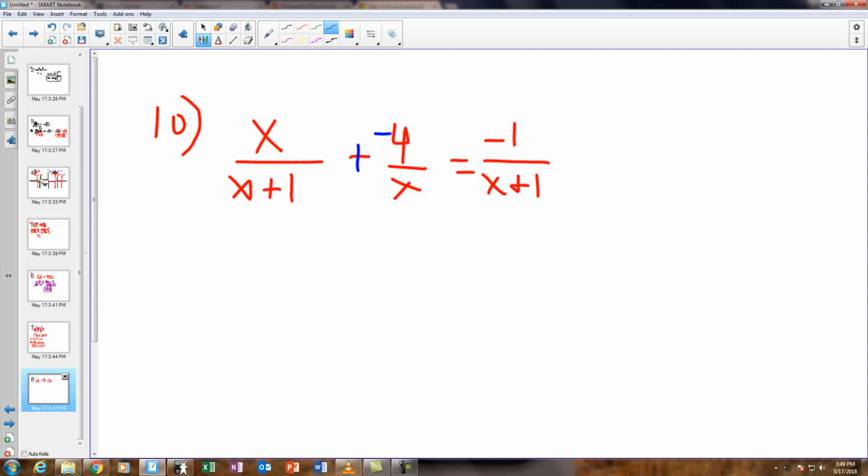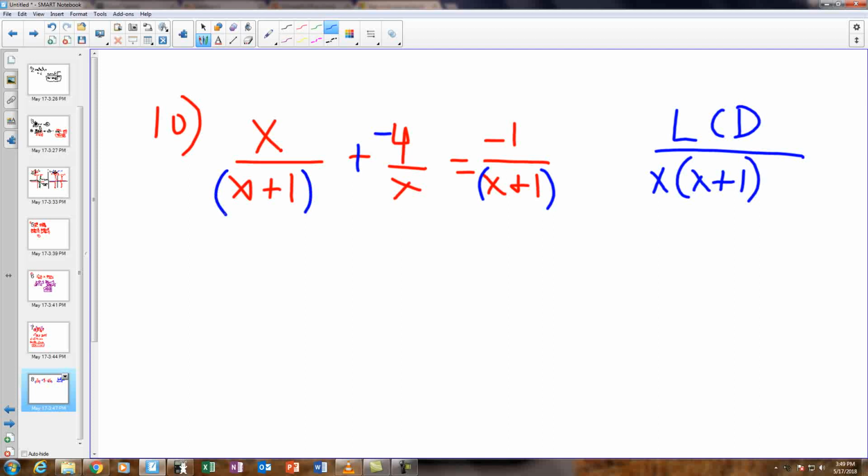I want to start by finding the LCD of this whole problem. So the LCD is going to be x times x plus 1. One of the things to remember here is you cannot change the denominators by addition and subtraction. It has to be multiplication only. So that x right there can't be turned into an x plus 1. Not possible. What we can do is multiply every single thing in the whole problem by the LCD.